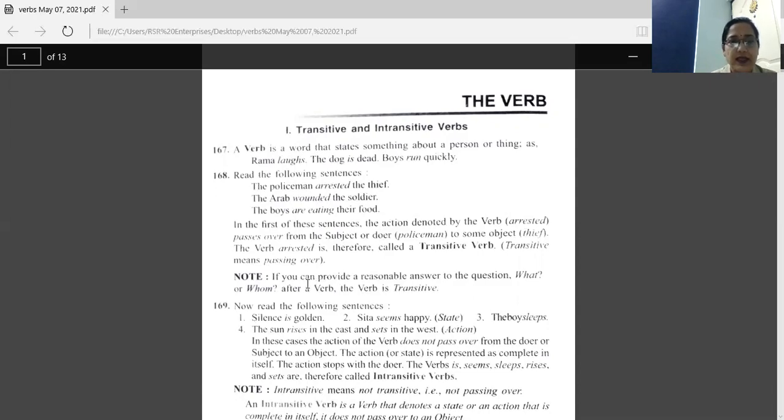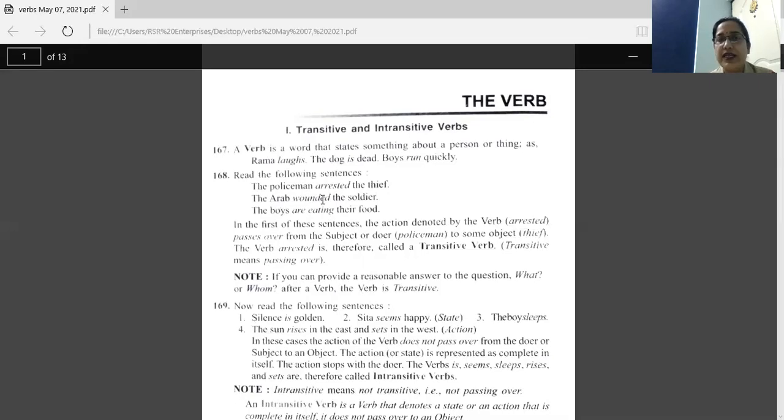Now one thing is given in this note. If you can provide a reasonable answer to the question what or whom after a verb, the verb is transitive. This is another way to find out whether that verb is transitive or intransitive. I'm taking these sentences again. The policeman arrested whom? The thief. So this is a transitive verb.